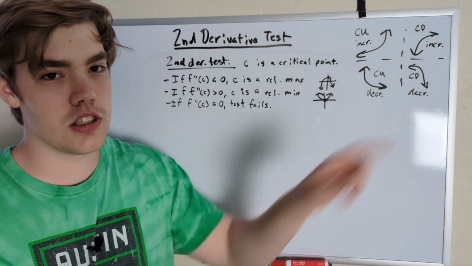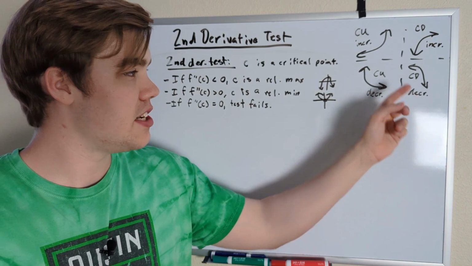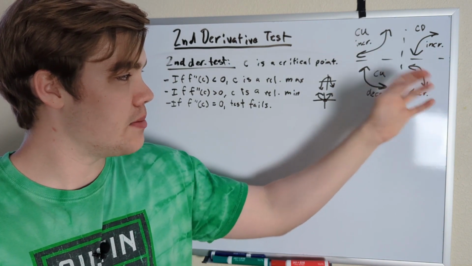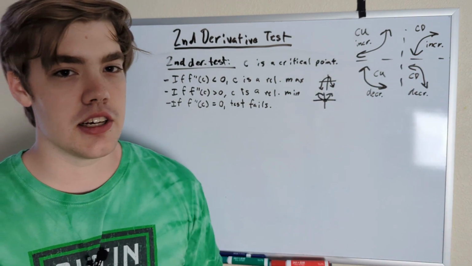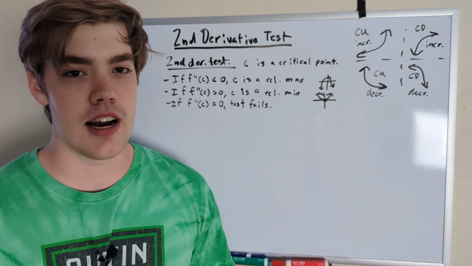The function's getting smaller and smaller as we move to the right. And same thing over here. This function is concave down because it would not hold water, and it's also decreasing. This will come in handy when we start graphing in just a second here.